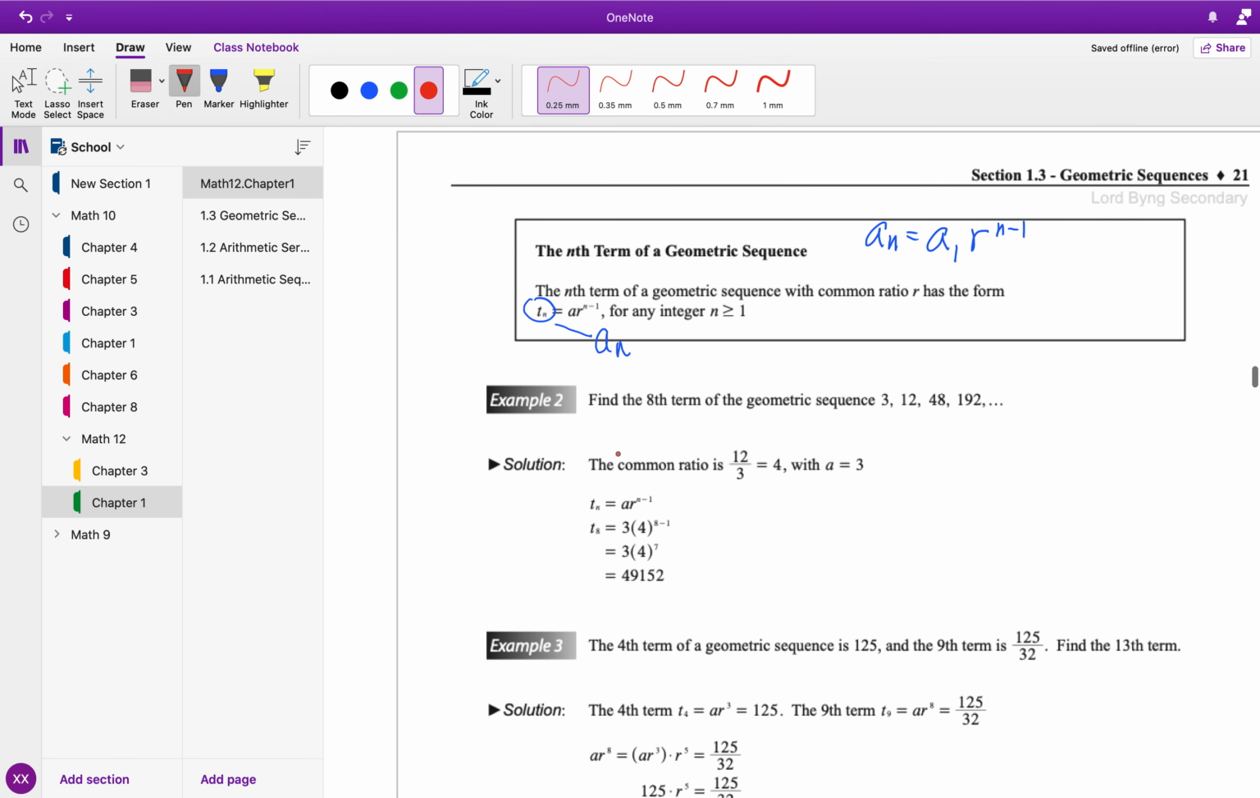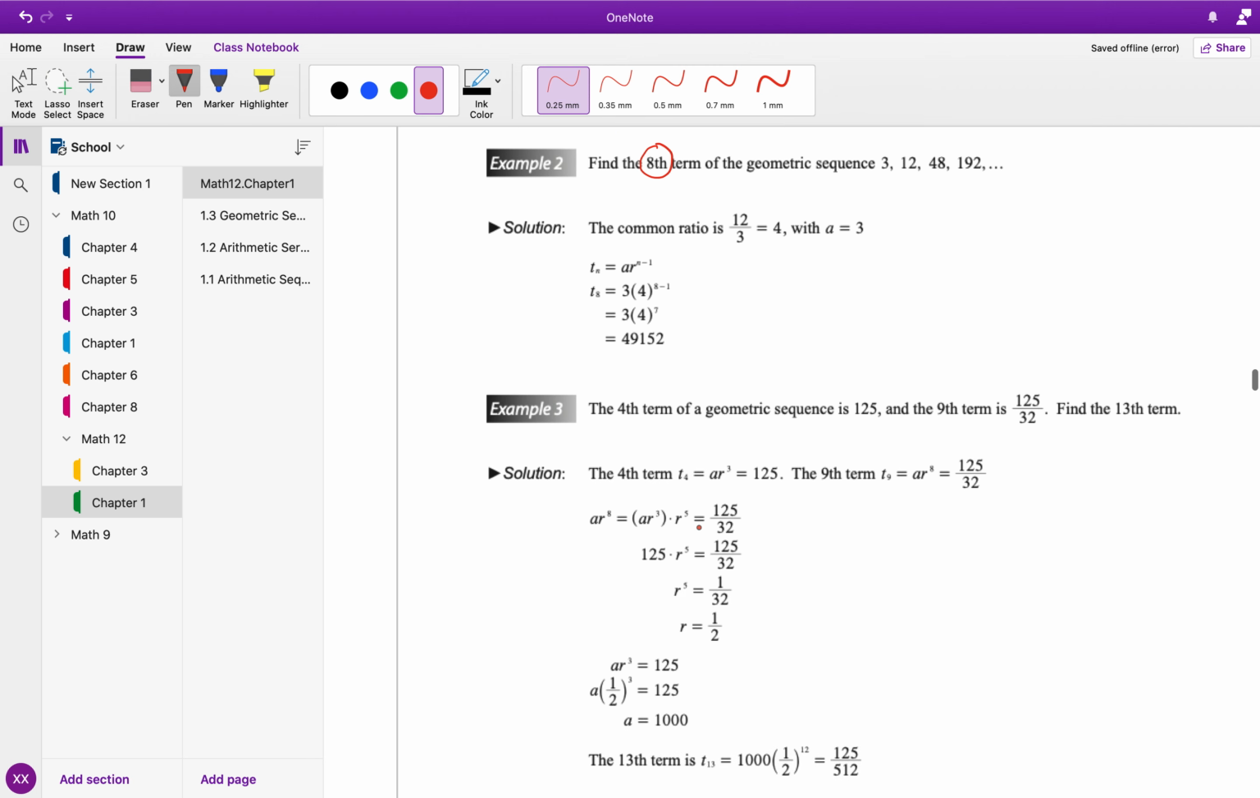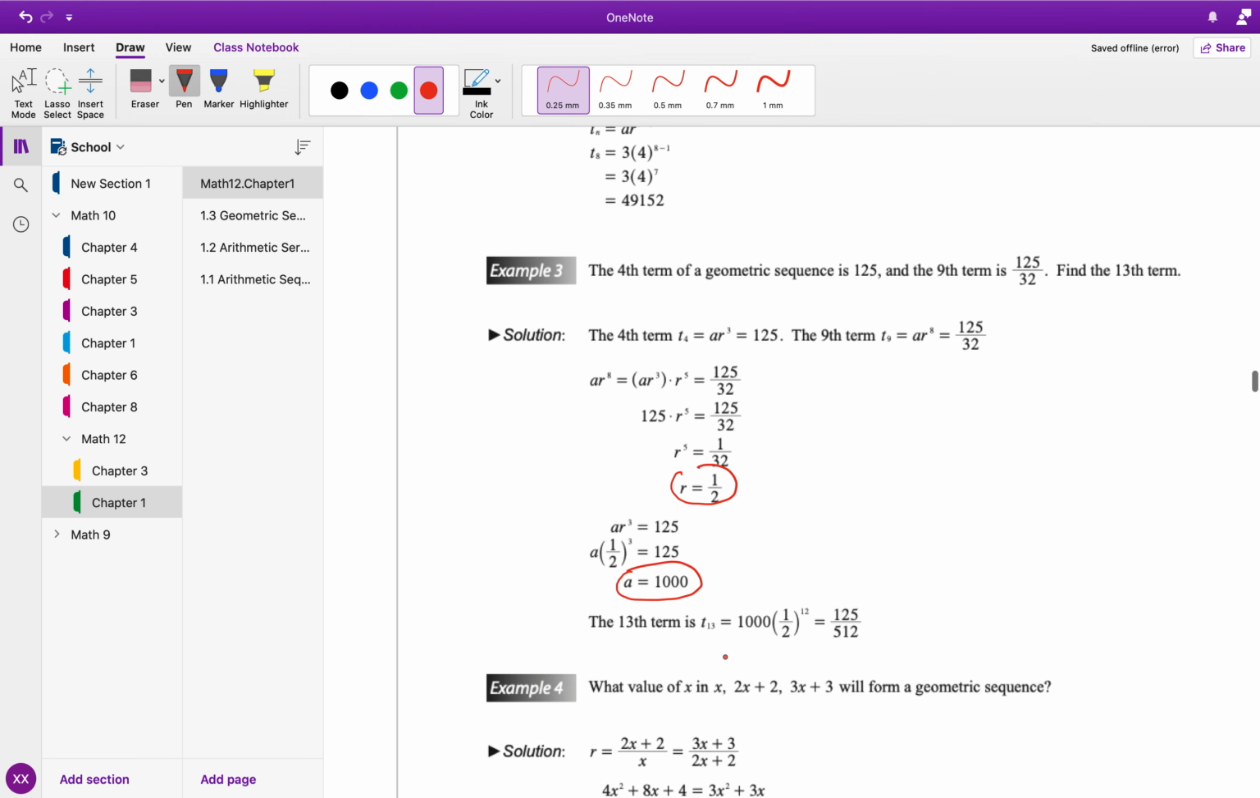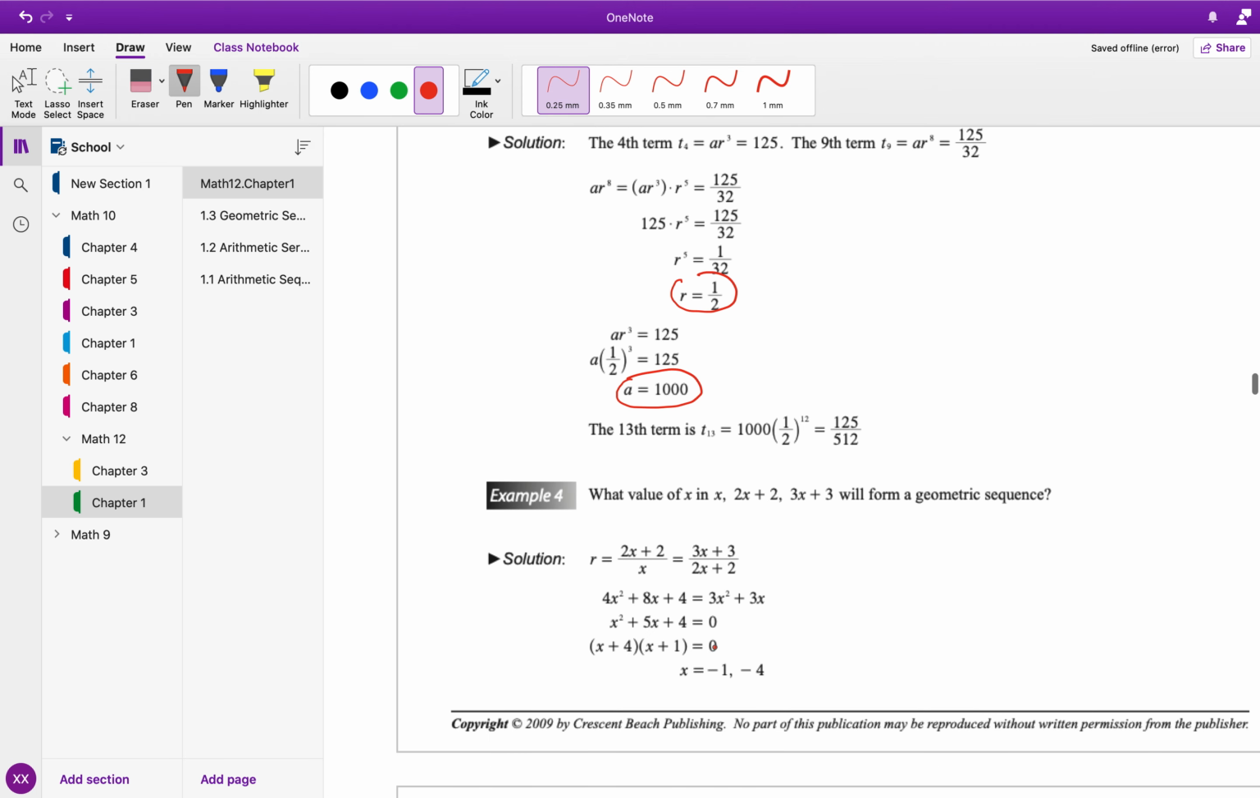Again and again, the sequence is given, it's a geometric sequence, and you find the 8th term. You know where the term is, it's the 8th term, and you have the term values, so just plug the numbers in. Or they tell you the 4th term is this and the 9th term is that, and find the 13th term. In this case, you have to figure out the common ratio and the first term, and then use those to calculate A13.